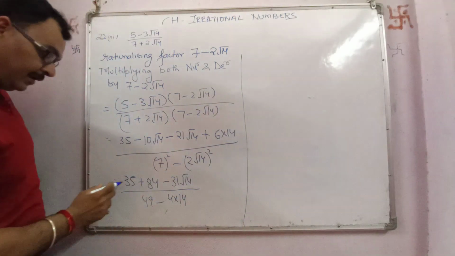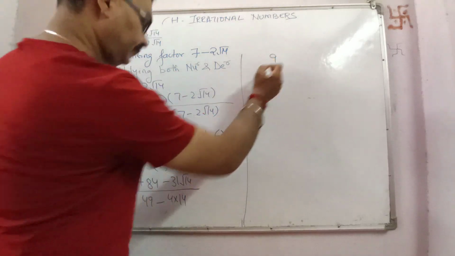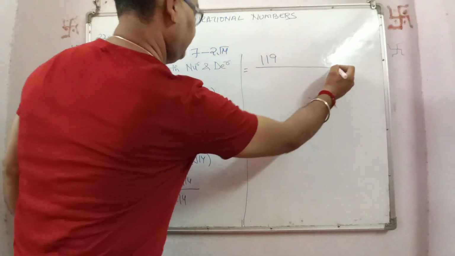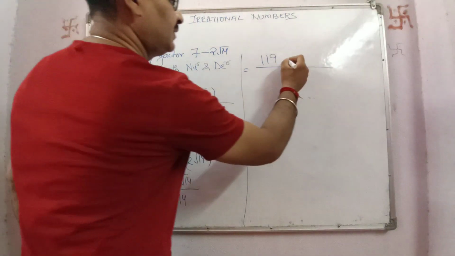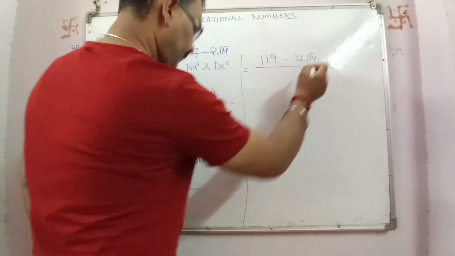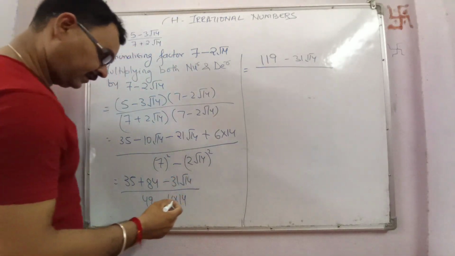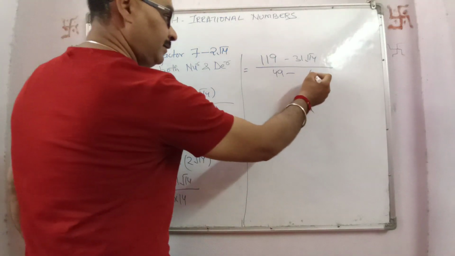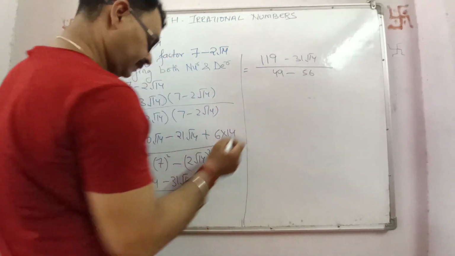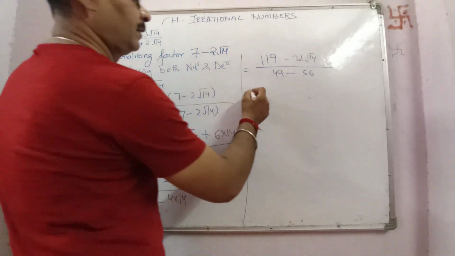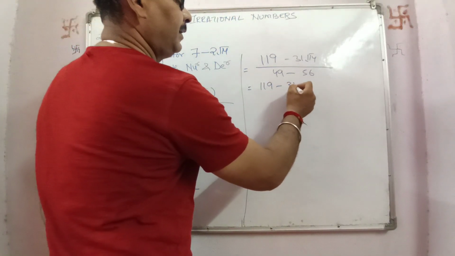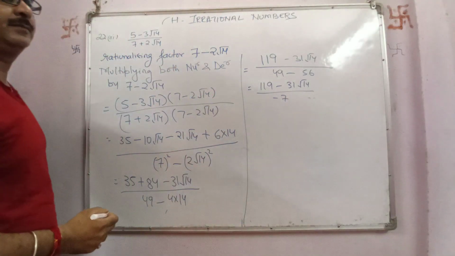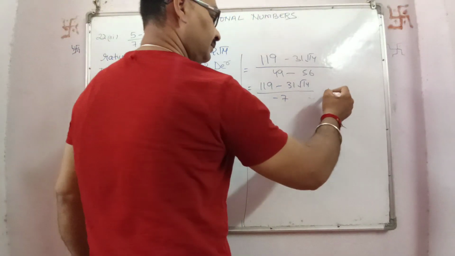So we have 5 4 9, 3 8 11, 119 minus 31 root 14, and 4 4 is 16, 49 minus 16, 56. So 190 minus 31 root 14 divided by minus 7. So this is your answer.